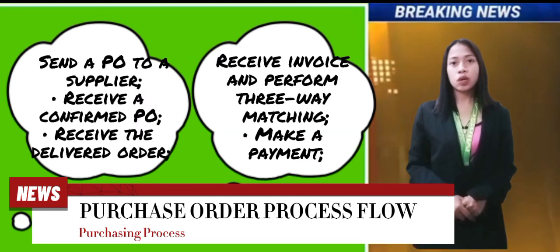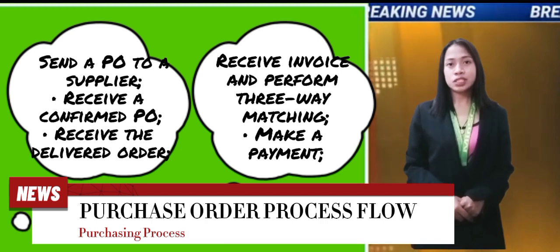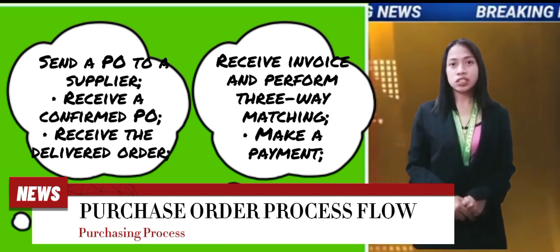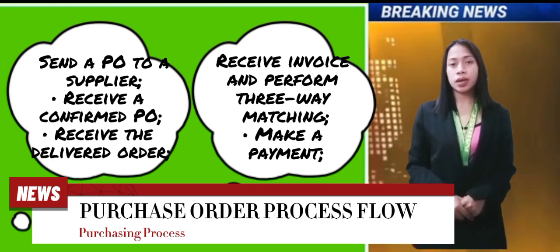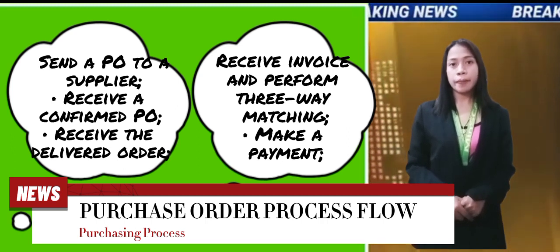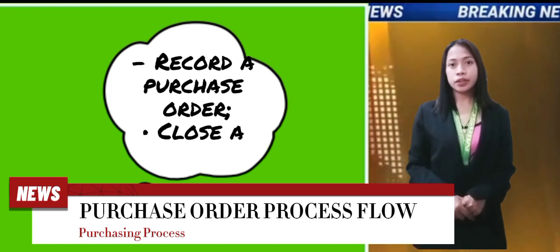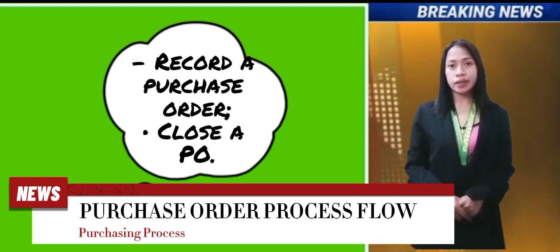Next, send a PO to a supplier. Receive a confirmed PO. Receive the delivered order. Receive the invoice and perform three-way matching. Make a payment. Record a purchase order. And lastly, close a PO.